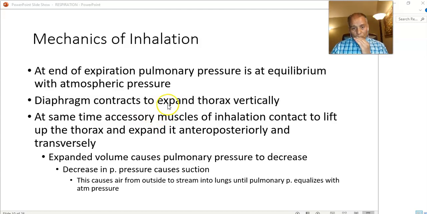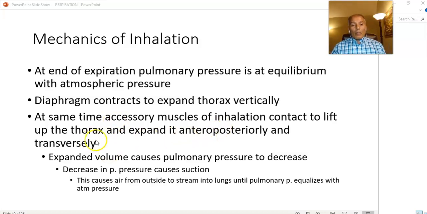So now, at the same time, the accessory muscles that we named the groups of are going to lift up the thorax from all sides, and this way they will expand the thorax anteroposteriorly and transversely at the same time while the diaphragm is expanding it vertically. Now we're speaking about speech, and what we care about here is inhalation and exhalation for speech.